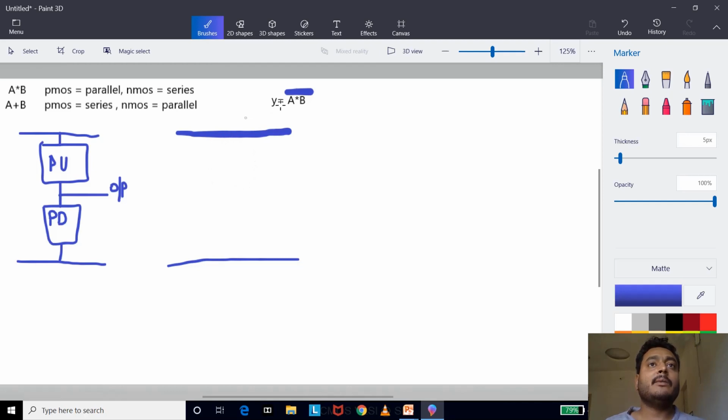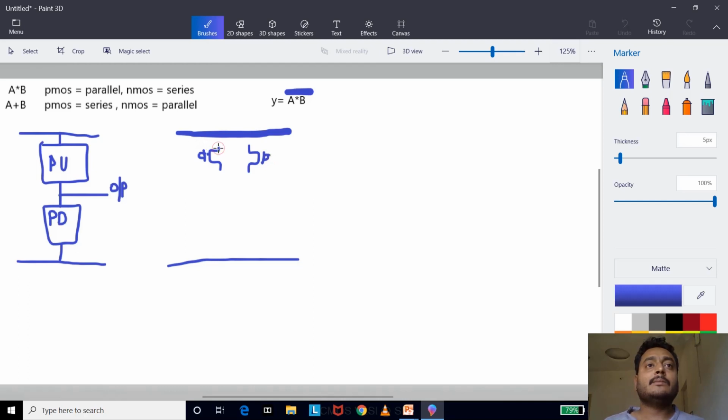So for that, when you have A star B, so what is the connection for PMOS? I need to connect in parallel. So for AB, I need two transistors. So one transistor will be something like this. Okay, so this will be a PMOS circuit. One transistor PMOS, another transistor. Okay, this is another PMOS device.